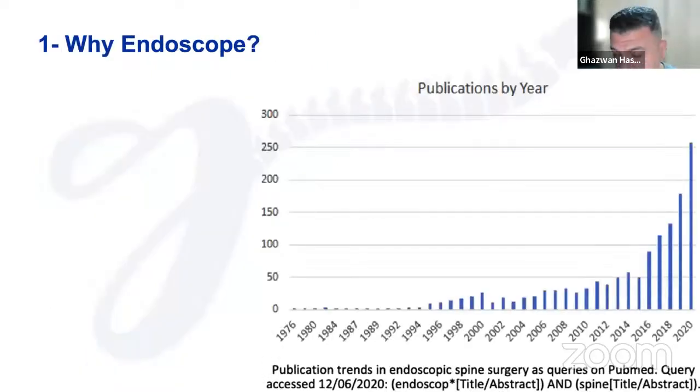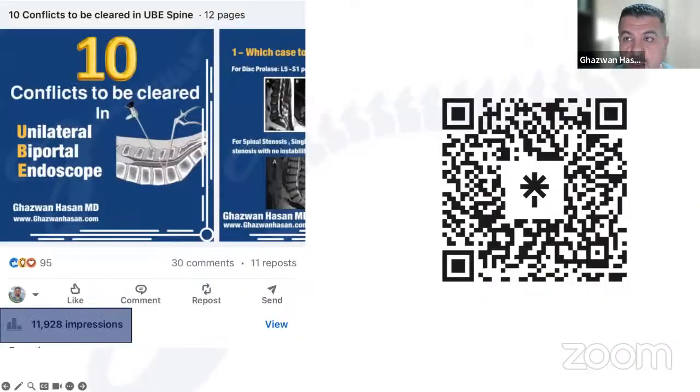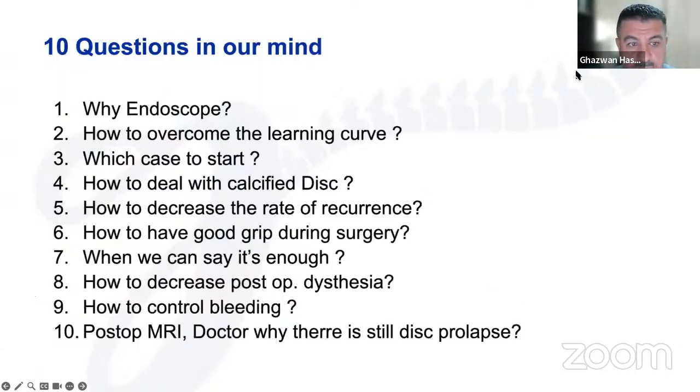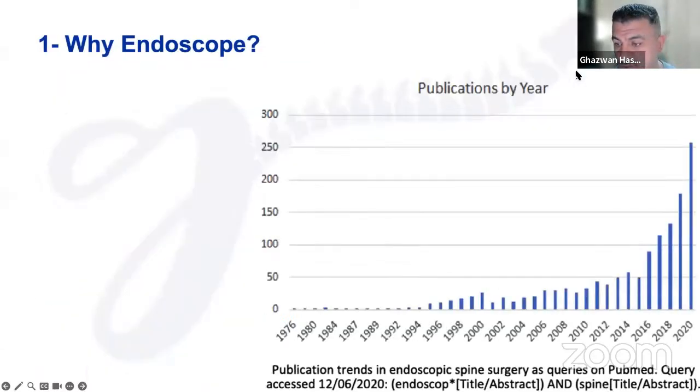If we see this diagram, which shows the number of publications per year, you see that in the last few years there are lots of papers talking about endoscopic spine surgery. This is up to 2020, and in the last 3 years we have more and more. So the literature is increasingly attracted to endoscopic spine surgery in recent years.